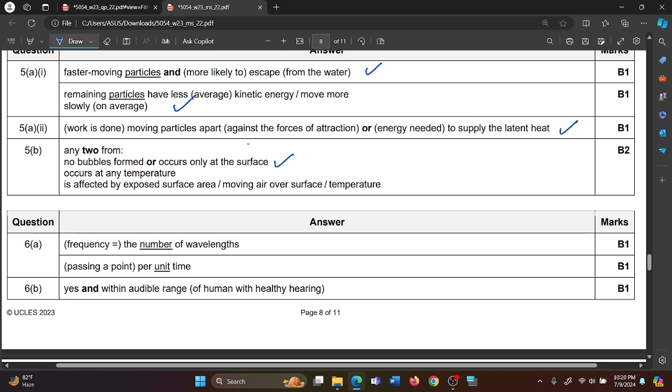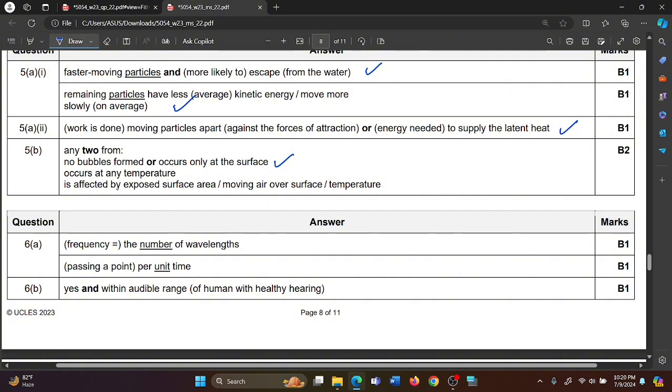So to get the other one, what could we write? That it occurs at any temperature. We know that evaporation occurs at any temperature. We could have written that. We also could have written that it is affected by exposed area, that is the surface area. We know that the evaporation occurs at the surface. Thus, the more the surface area, the more the evaporation. The lower the surface area, the lower the evaporation.